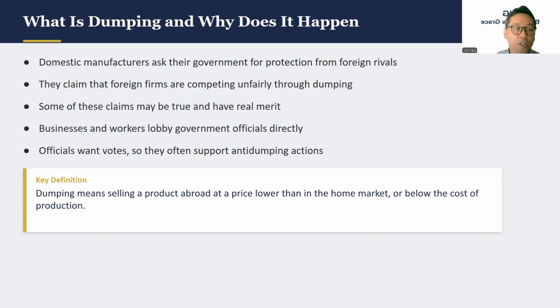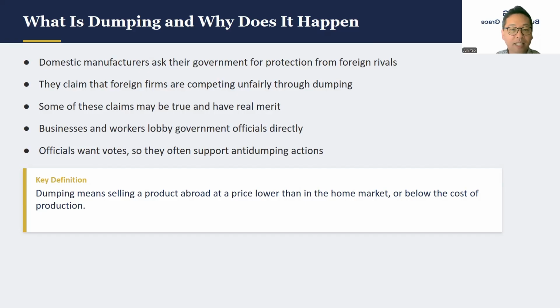Let's begin with a simple question. Why do anti-dumping actions happen at all? Domestic manufacturers often feel pressure from foreign competitors. They go to their own government and ask for protection. Their claim is usually the same. They say that foreign companies are competing unfairly. This unfair competition is called dumping. Dumping means a firm sells a product abroad for less than it sells at home, or even below its own cost.